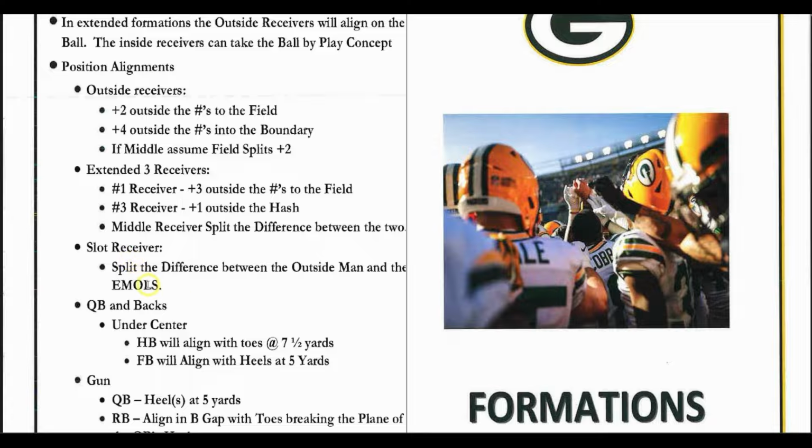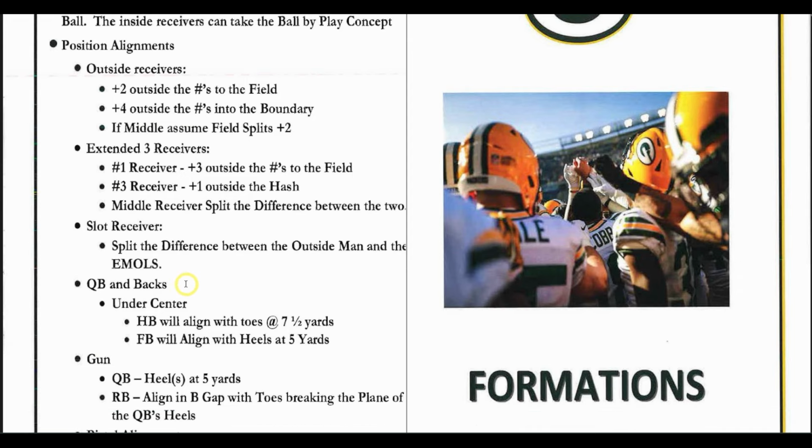So same thing with a slot receiver. If it's a 2x2 formation, split the difference between the end man on the line of scrimmage, the EMOLS, and the outside man. All right, so they don't necessarily have a set marker or landmark on the field, but they just split the difference between the outside guy and the tackle or the tight end, whoever's there.